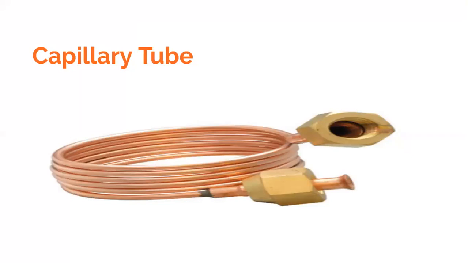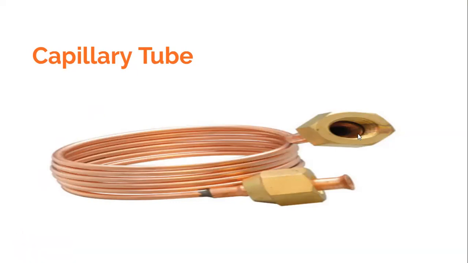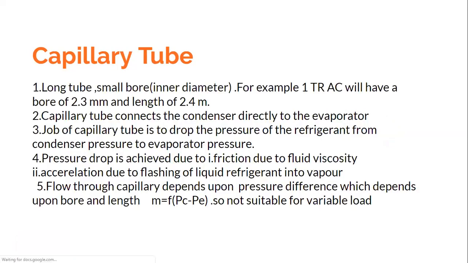And as the name indicates, it is a tube and it is of a smaller size. Please note that though the name is capillary tube, there is no capillary action in this tube. It is simply a long tube of a smaller bore. Bore means inner diameter. You see in this sketch, it is a copper tube of a very long length and a very small diameter. One end of it is obviously connected to the condenser, and the other end is connected to the evaporator.